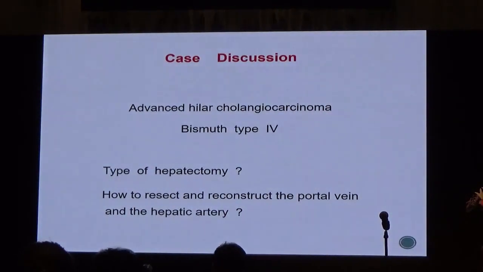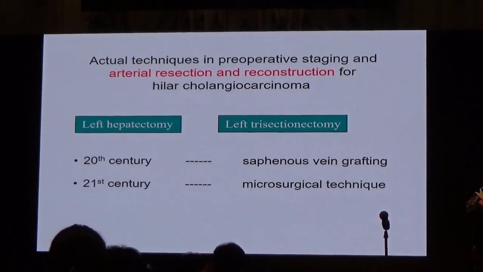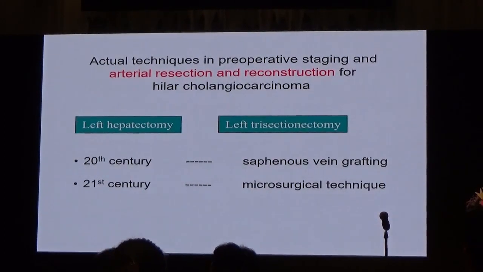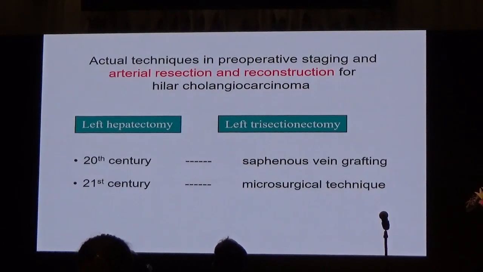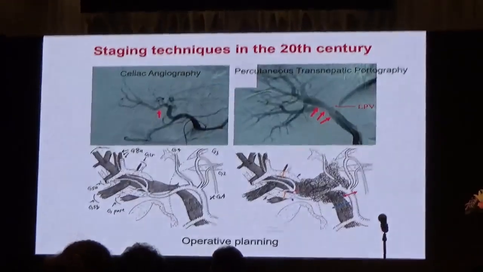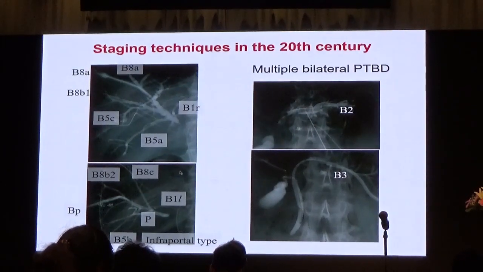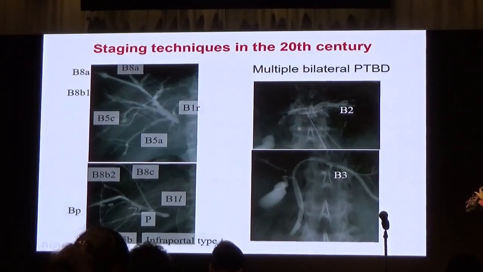Now I will show you another case of simultaneous resection of the portal vein and the hepatic artery. In the last century, I used subcutaneous vein grafting for hepatic arterial reconstruction. But in this century, we asked a plastic surgeon to perform microsurgical techniques to reconstruct the hepatic artery. This is a very advanced case. The right hepatic duct is separated into multiple units. Left is also separated into multiple units.